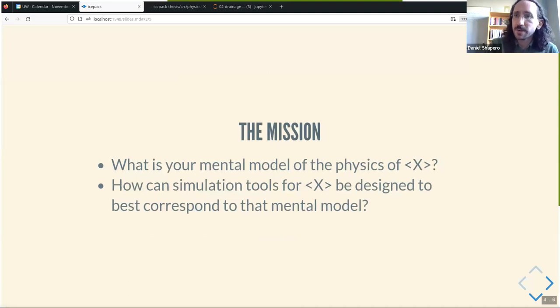Okay, so now we get into weird, awful things that scientists really don't like talking about because they're hard to quantify, and we have to talk about people. If you take an average domain scientist in field X and ask them what is their mental model of the physics or the dynamics of the thing they're interested in, how can you design simulation tools that best correspond to the mental model they have, to how they think of it in their head?